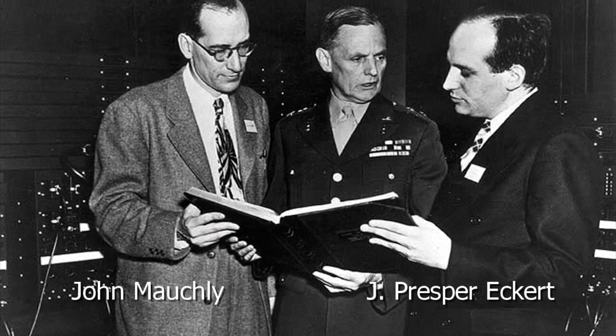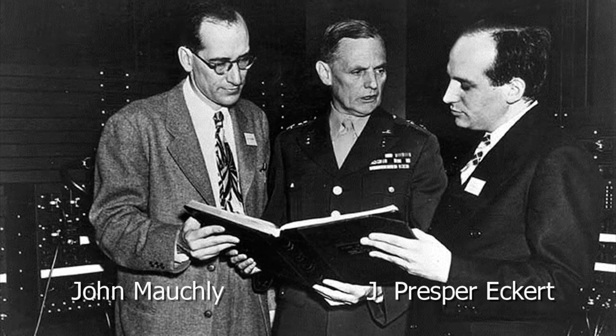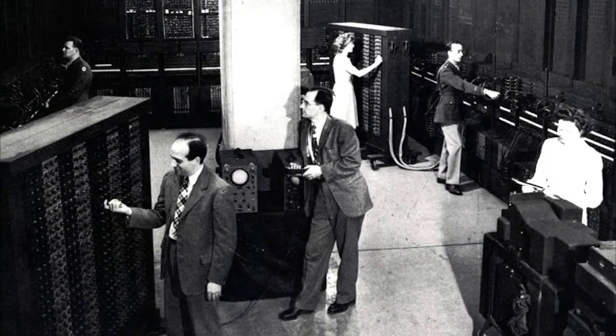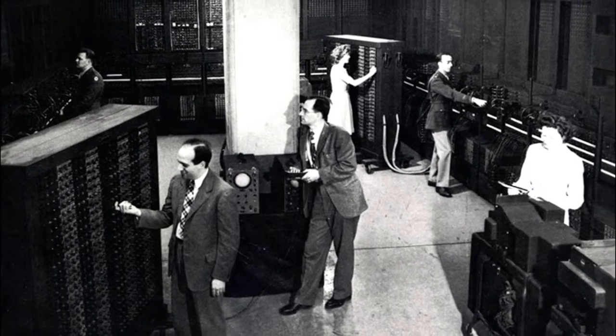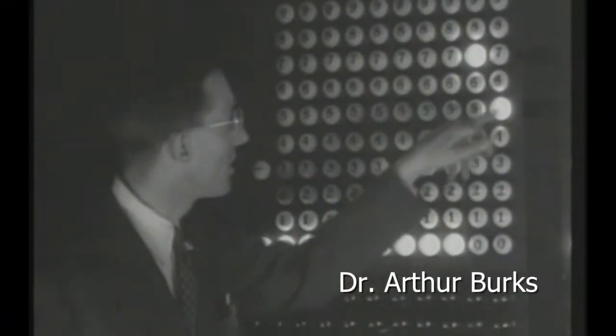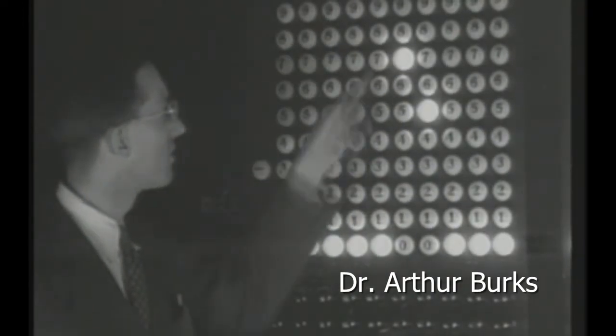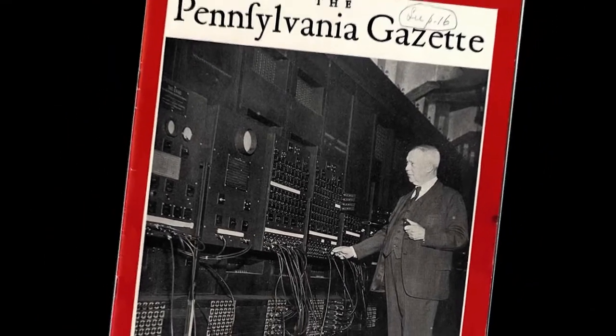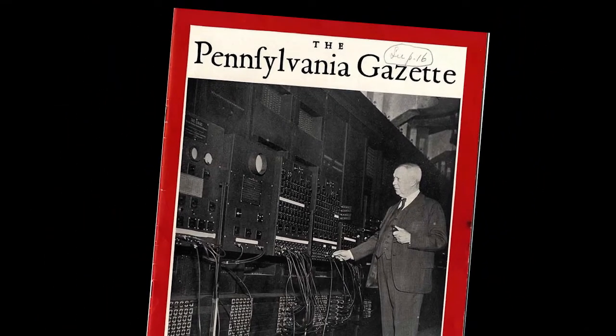John Mauchly and J. Presper Eckert led the Electronic Numerical Integrator and Computer, ENIAC team, in developing a fully electronic computer, proving that high-speed digital processing was possible. The ENIAC could do 5,000 calculations per second. ENIAC was introduced to the world on February 15, 1946.